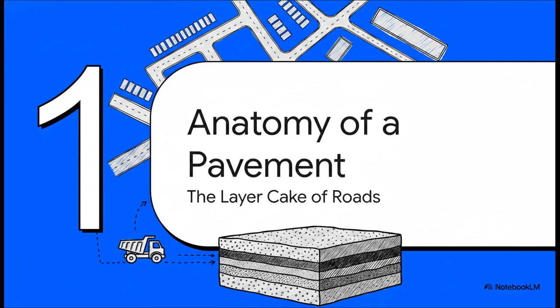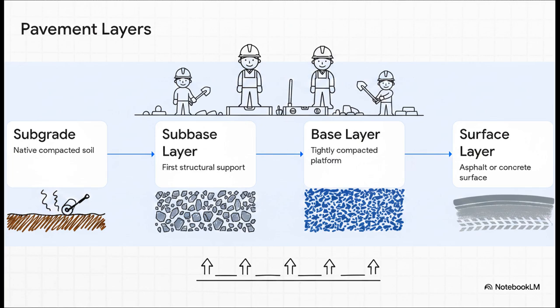Okay, let's dive into Section 1, Anatomy of a Pavement, or what I like to call the layer cake of infrastructure. You see, professional contractors build roads from the bottom up, using 4 very distinct layers. It's kind of like a giant, incredibly heavy layer cake. It starts at the very bottom with the subgrade, which is really just the native soil that's been graded and compacted. Next up is the subbase layer. That's our first engineered layer of structural support. Above that sits the base layer, a tightly compacted platform. And finally, the surface layer. That's the asphalt or concrete that we actually see and drive on.